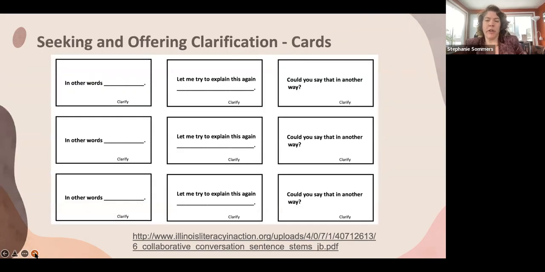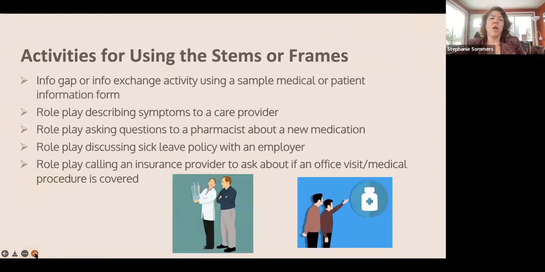Some of you might be familiar with these conversation cards that exist, collaborative conversation sentence stems. In an in-person class, these can be cut up and handed out to students, and then they can practice using the stems and doing different kinds of dialogues. I think in an online class, maybe they could be used in breakout rooms. So these are another great resource.